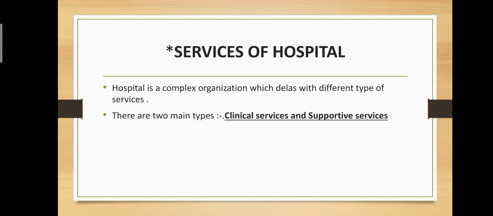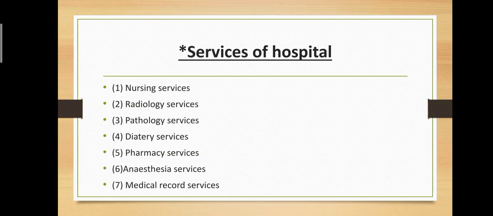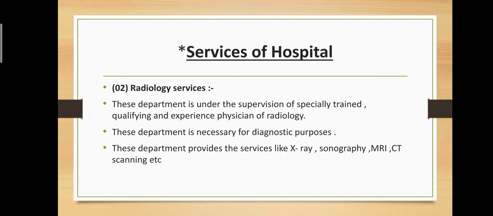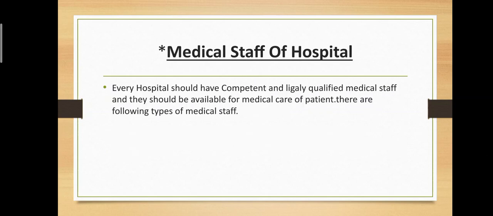Services of hospital. There are 2 main types of services of hospital: clinical services and supportive services. In clinical services, there are subtypes: pediatric services, gynecological services, ophthalmological services, ENT services, orthopedic services, psychiatric services, etc. And in supportive services: nursing services, radiology services, pathology, dietary services, pharmacy services, anesthesia services, medical record services.